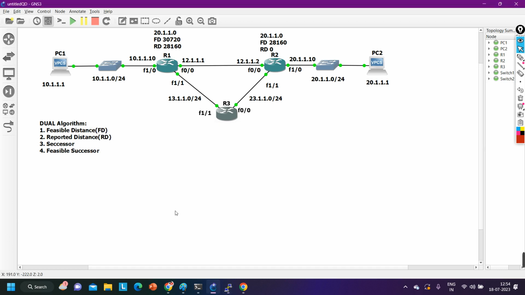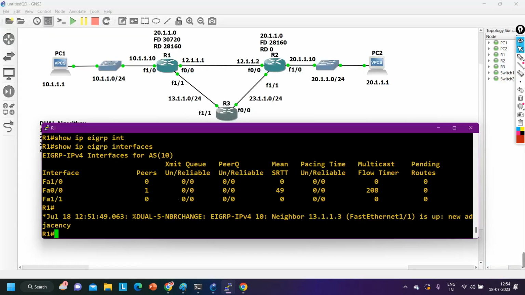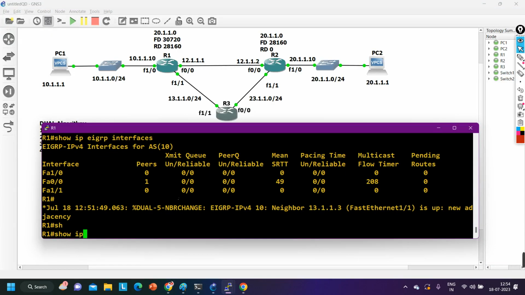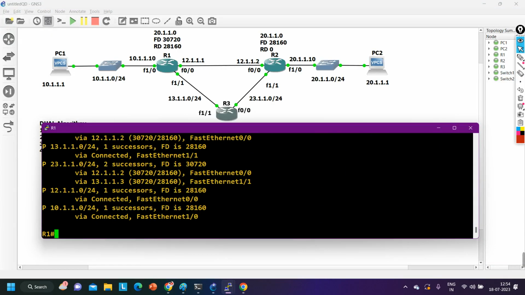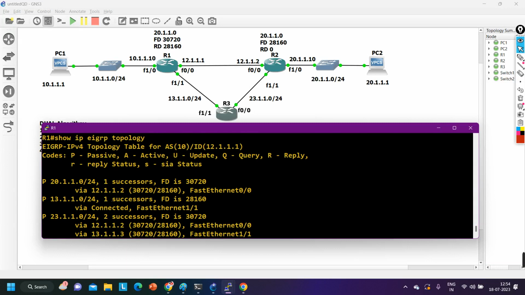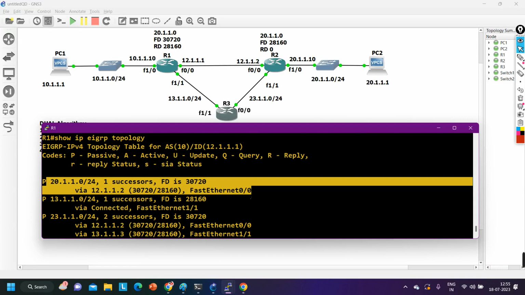Now let me take you to R1. Very important. Here I have router 1, so show IP EIGRP topology. In the topology table for the 20 network, we have only one path. Yes or no? Why is the alternate path not showing, guys, here? Because we have one more path via router number 3 to reach the 20 network. Am I right?